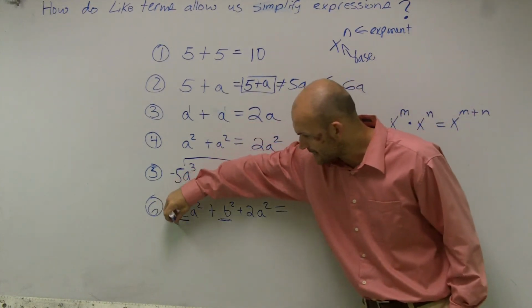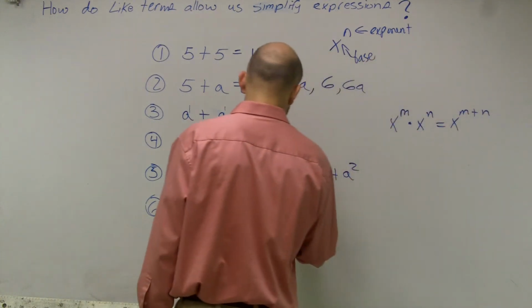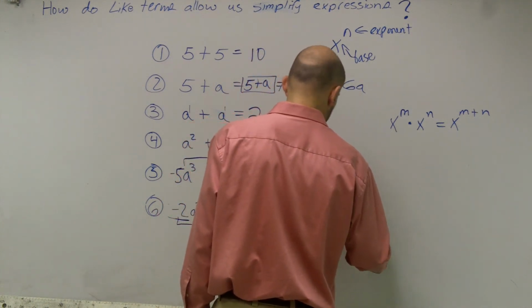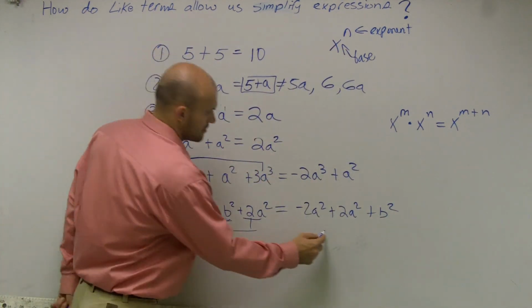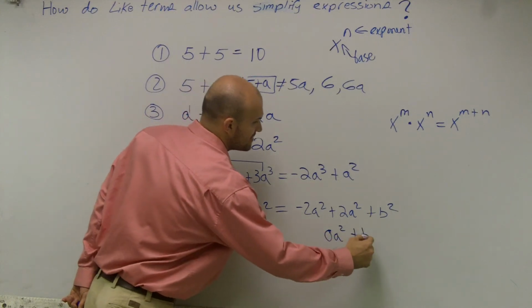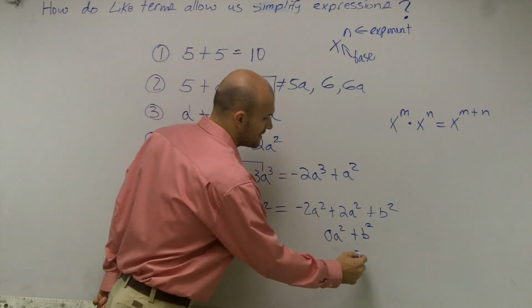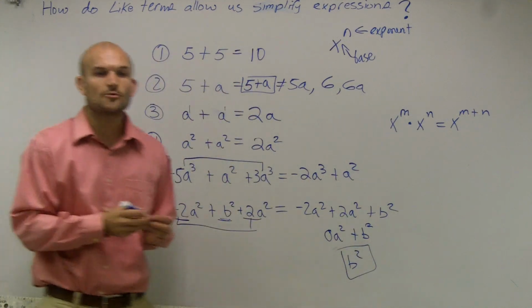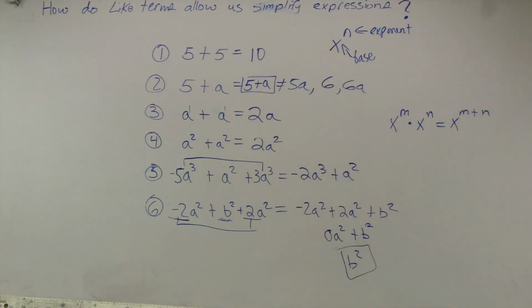However, I can combine a negative 2 plus the positive 2. So what I'll do is I'll actually just rewrite that. Negative 2a squared plus a positive 2a squared plus b squared. Well, what's negative 2 plus positive 2? 0a squared plus b squared. What's 0 times anything? 0. So we ended up just having b squared being this final answer. Okay? So that's a little bit of help into the world of combining like terms.